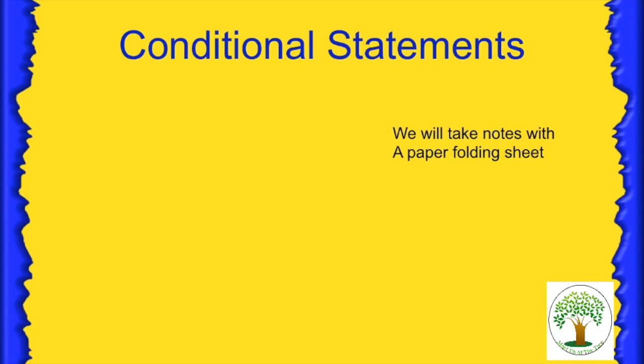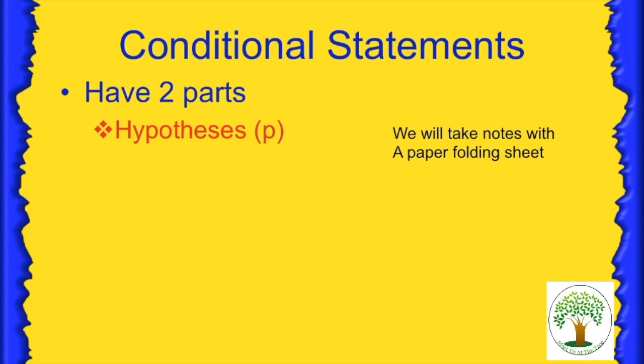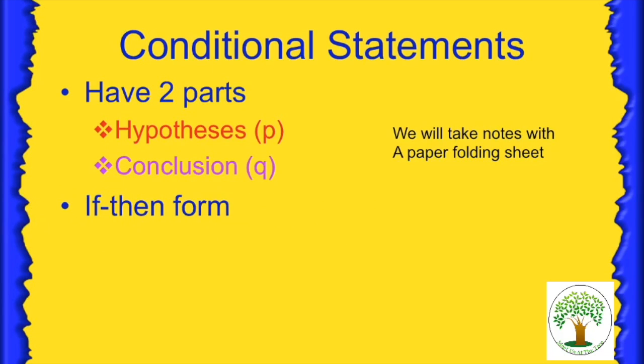All right, you have some paper folding notes that were handed to you, and we got started with conditional statements, the first one that you used. There are two parts to conditional statements. There is a hypothesis, labeled with the letter P, and a conclusion, labeled with the letter Q. I'm not quite sure why they picked P and Q. There could be a Latin word for it. But the P is for hypothesis, Q is for conclusion.